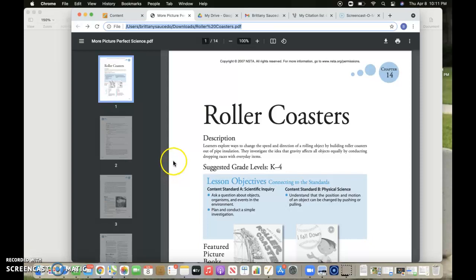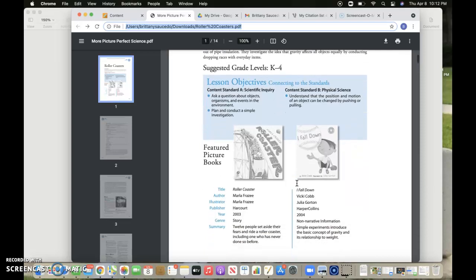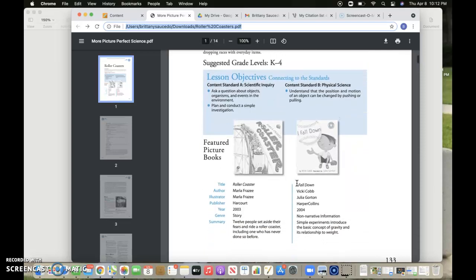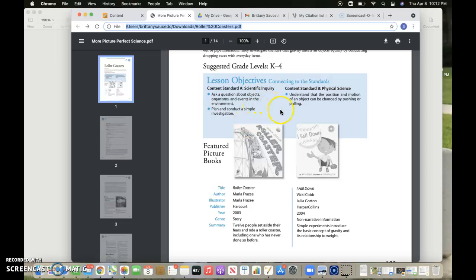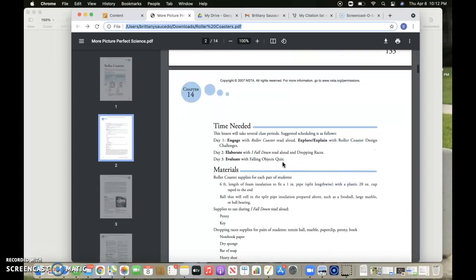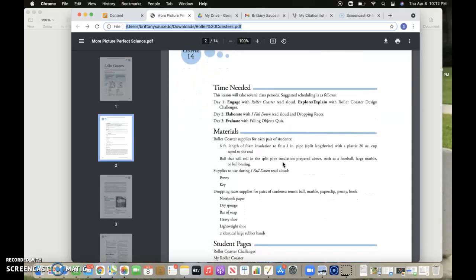Hey guys, so the lesson plan that I decided to evaluate and go through is the roller coaster one. And I thought that this was a really good lesson plan because it really is a fun activity for the kids to be able to understand how gravity works, and it provided some good books to start the lessons with, and it was a good way to get their attention going and keep them engaged.